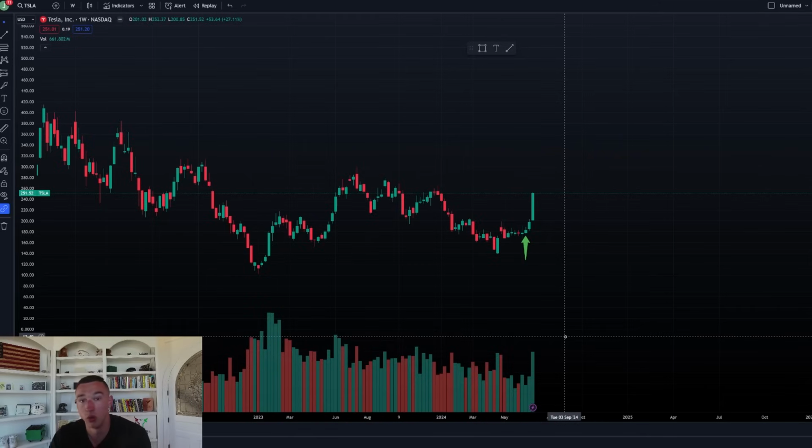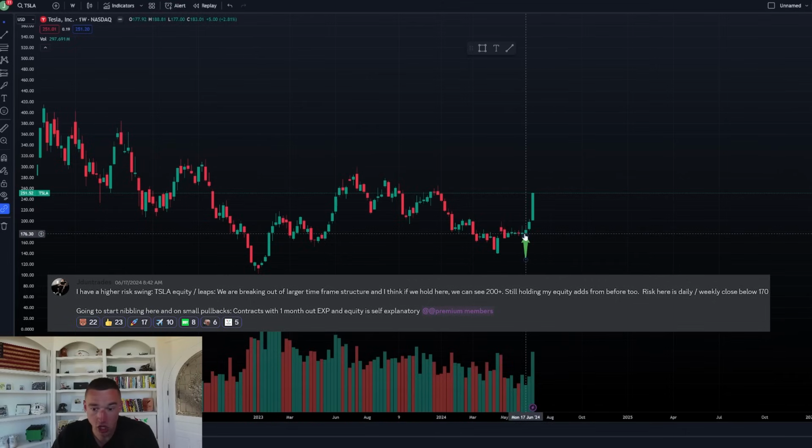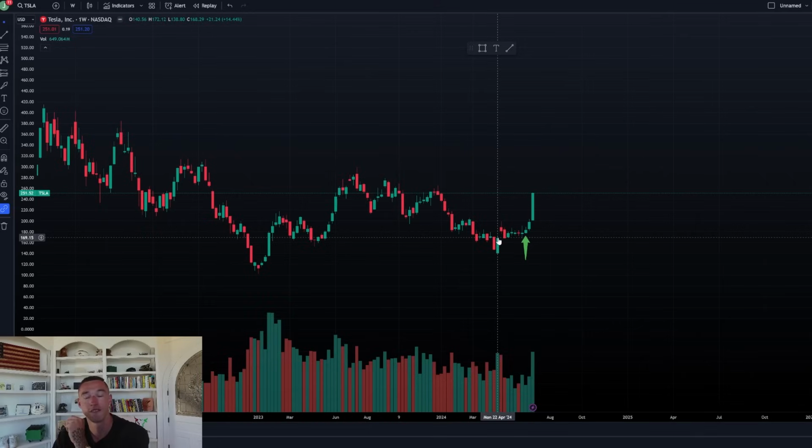Two, my strategy is based on defining risk. When I entered this trade right here on June 17th, as you'll see here, I defined my risk first. I told Team Bolt, I said, I have a higher risk swing, Tesla equity and LEAPS. We are breaking out of larger time frame structure, and I think if we hold here, we can see 200 plus. Still holding my equity adds from before too. We've been adding Tesla down to 140. Risk here is daily, weekly close below 170. That is the first thing that I identified with this particular trade.